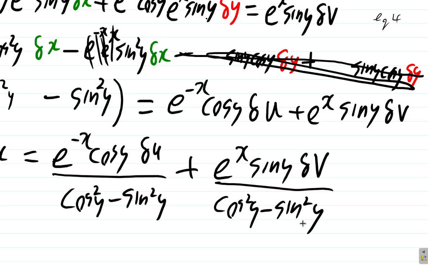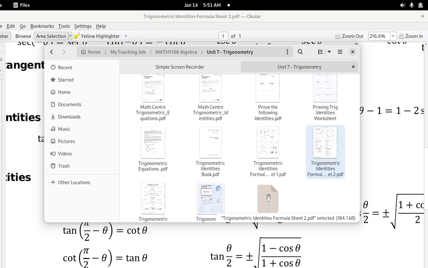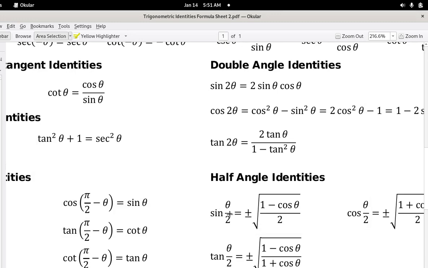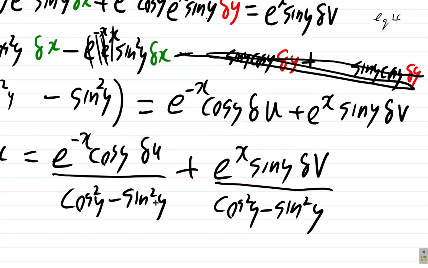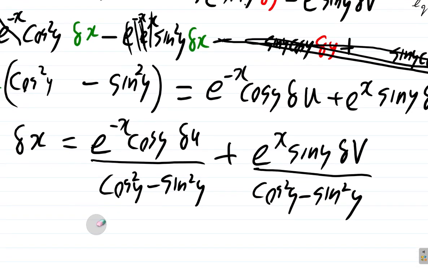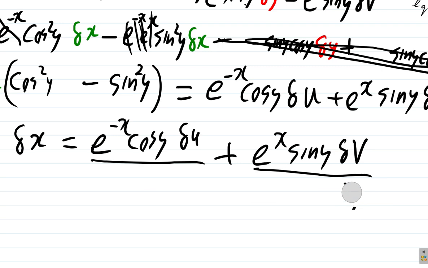So we have that. But we have a trig identity here: cos squared y minus sine squared y. Let's look at our trig identity table. The double angle identity says cos squared theta minus sine squared theta is cos 2 theta. So that means cos squared y minus sine squared y is cos 2y. So we can change this to cos 2y, and this is cos 2y.